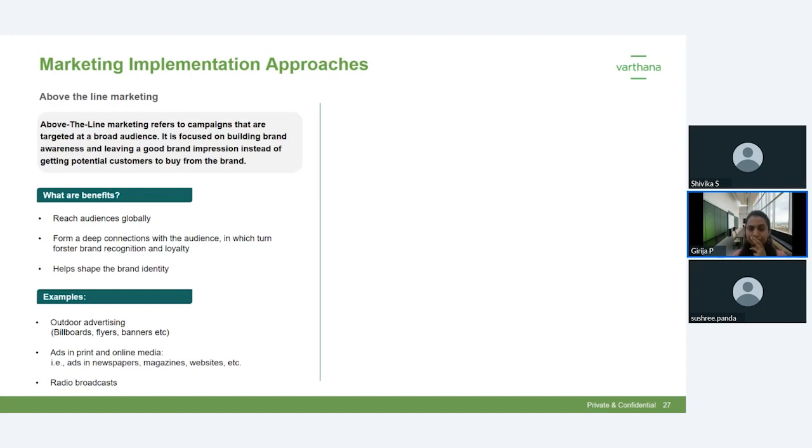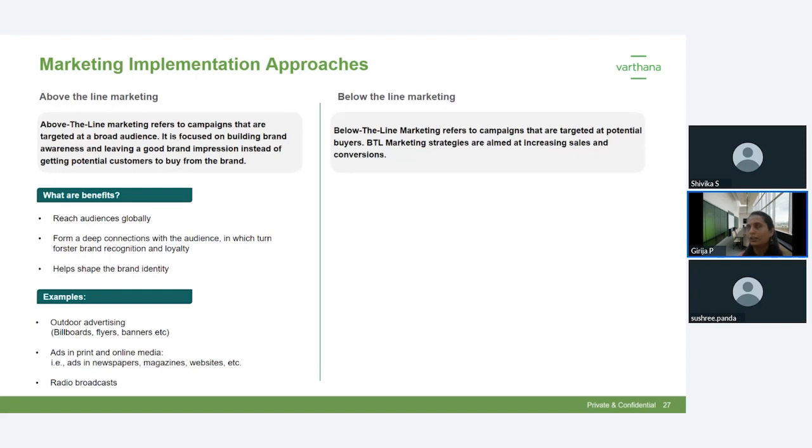For the short-term goals, the approach can be below-line marketing. Through below-line marketing, you have different campaigns targeting your potential parents through various campaigns and activities which can help with conversion and returns in the short term. Our short term goals were to increase the enrollment and student retention. So keeping this in mind, you do the campaigns and strategies which can help you increase the enrollment and involvement with the community.